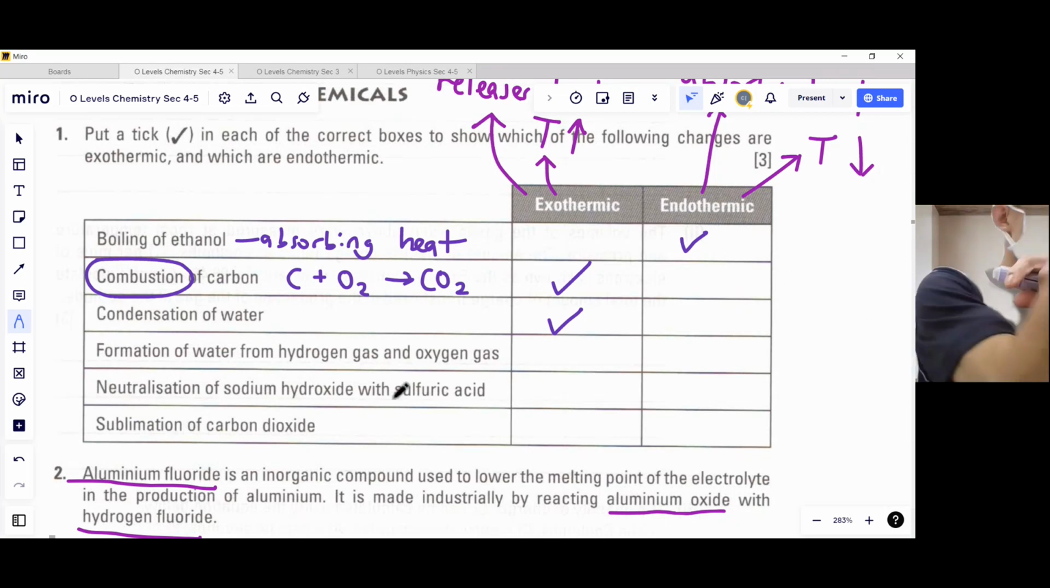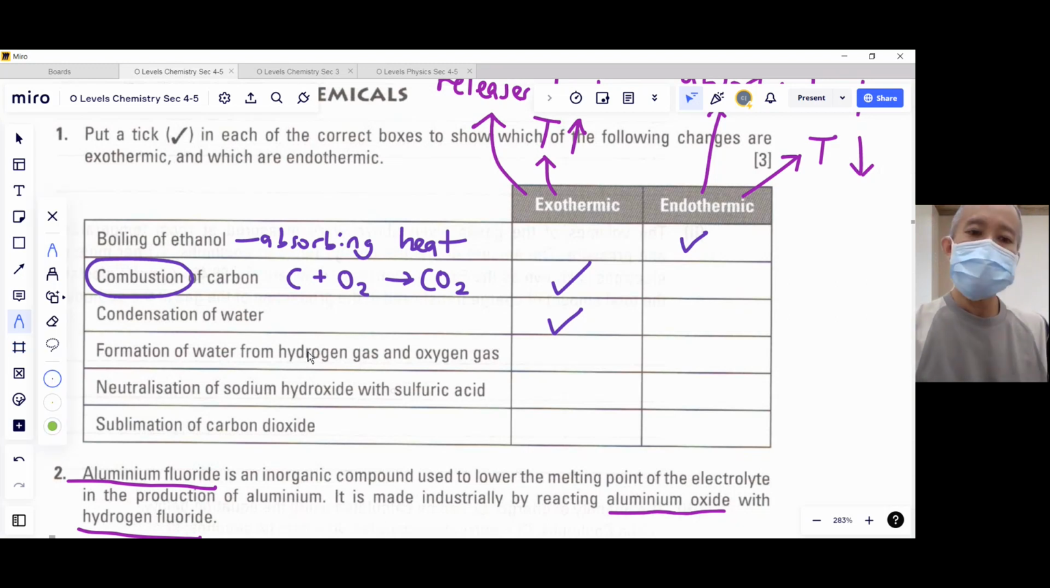Because water vapor gives out heat to become liquid water. All right, so that is the tricky part. Condensation is exothermic. Heat is given up so that the water vapor can cool down. How about the next one? Formation of water.